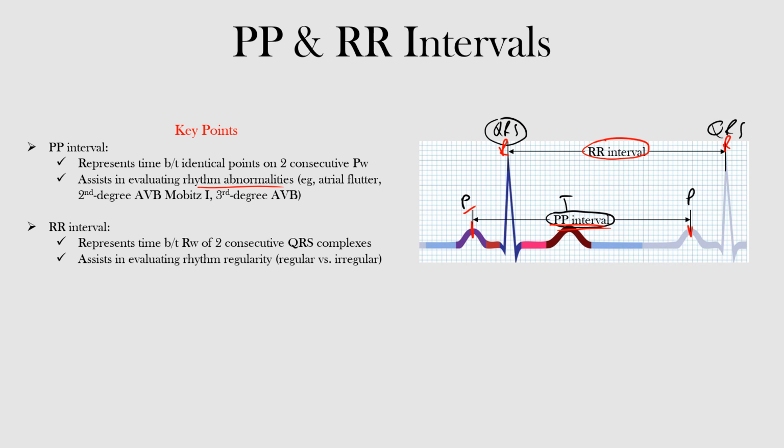And then we talked about the R to R interval. From one R wave to the next R wave is our R to R interval. And this represents the time between two consecutive QRS complexes, specifically the R wave of them. Now this will help us when we determine and look for regularity of a rhythm. Is it regular, irregular? Then we'll get into, is it regularly irregular or irregularly irregular? Okay, and we'll see how this R to R interval will be helpful when we look at that.